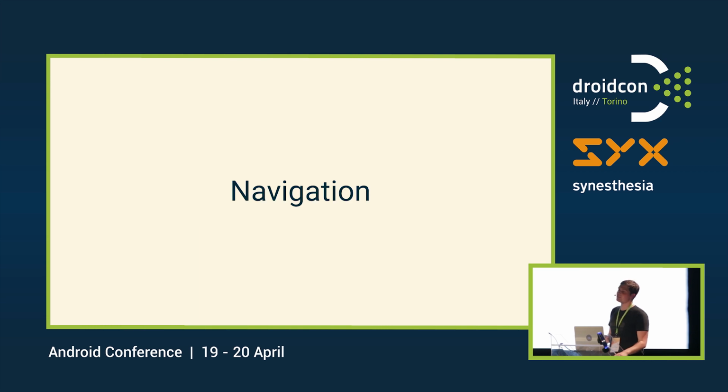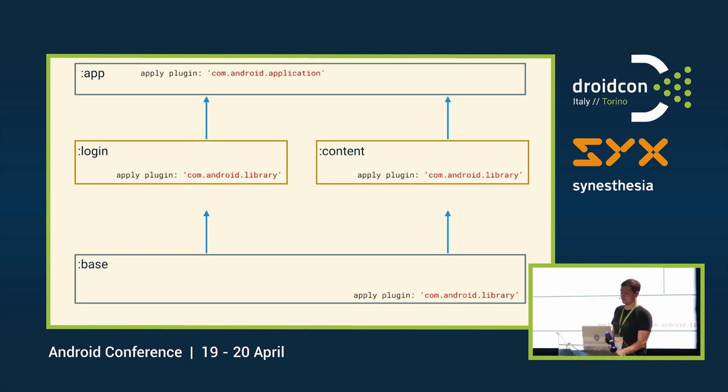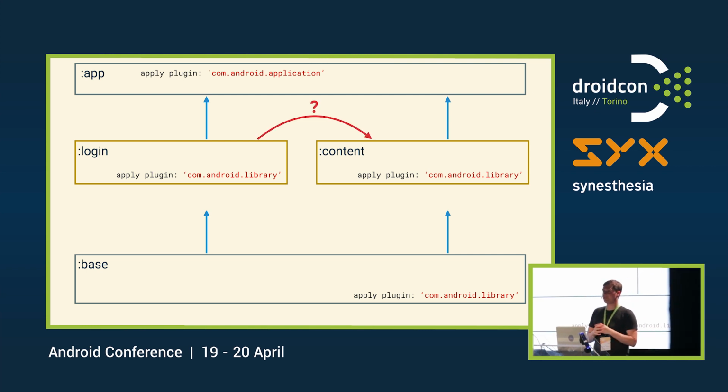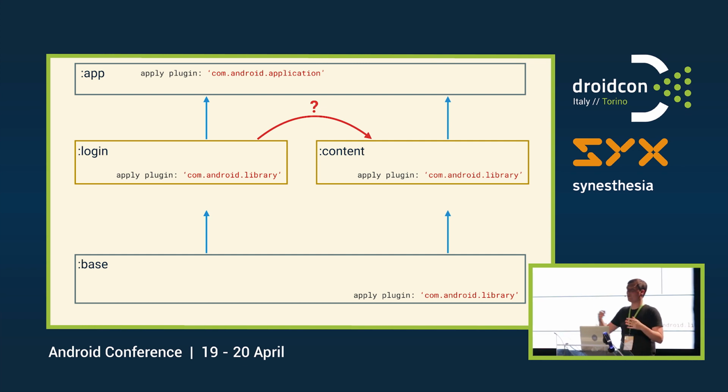Also, something to keep in mind is navigation. When you have features and screens separated in different modules, how do you navigate between these modules? They know nothing about each other. So in our case here, if you click the login button, how do you go to the content screen? You don't necessarily have access to just say, oh, open the content activity, because the login screen doesn't even know that the content activity exists.